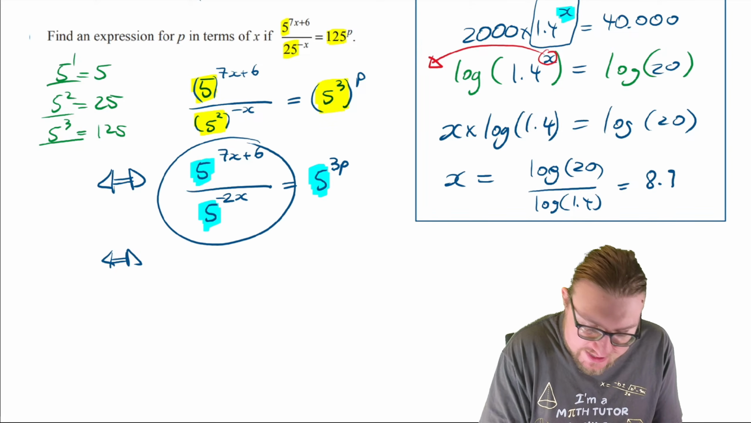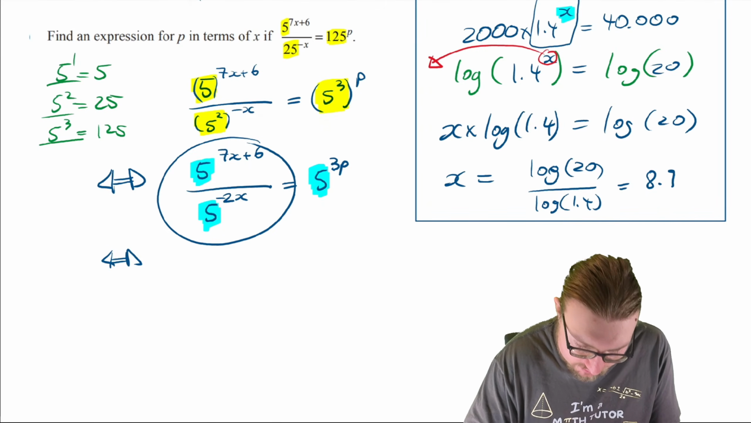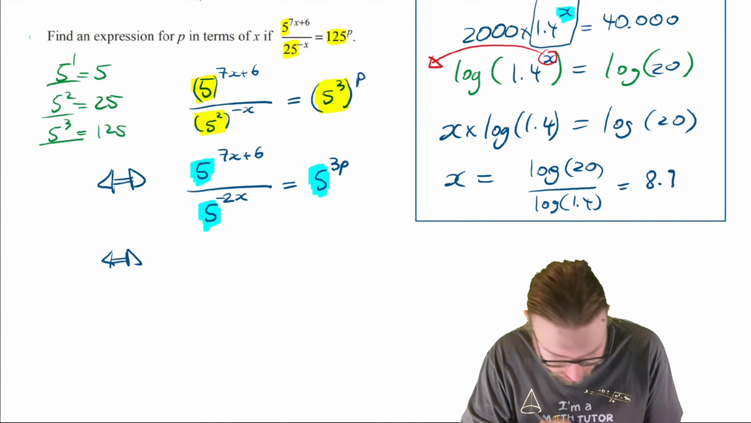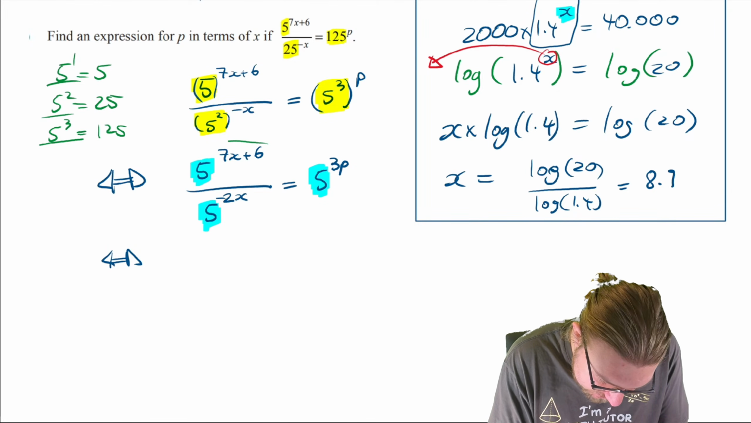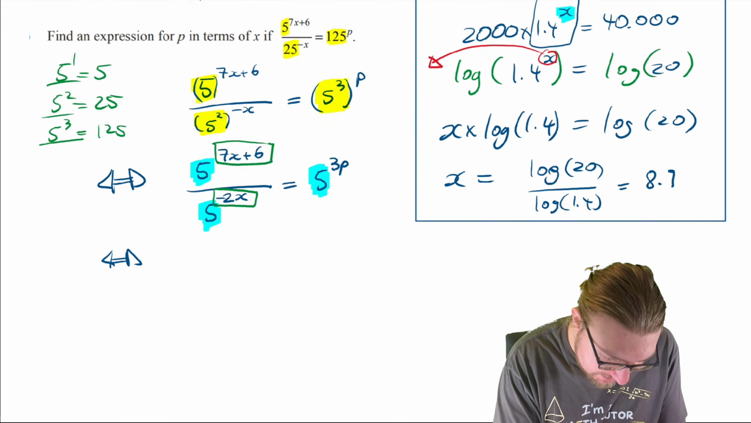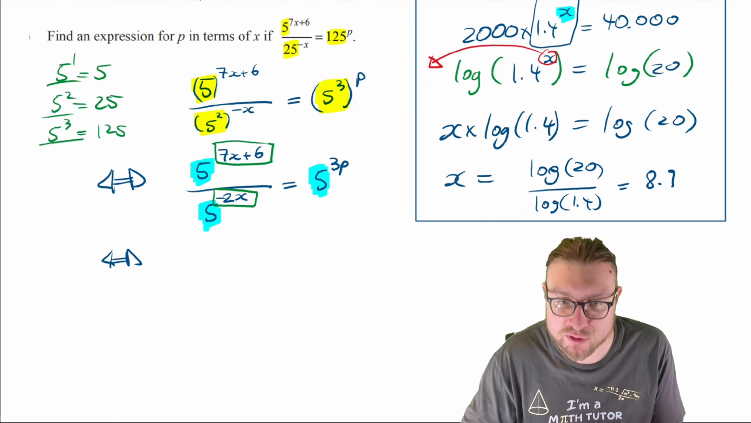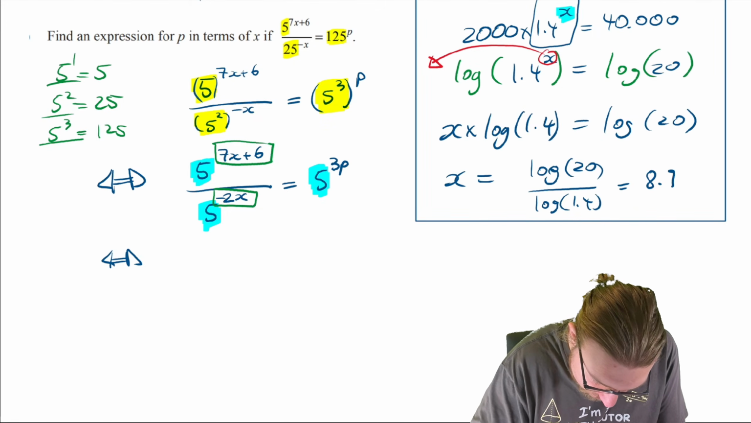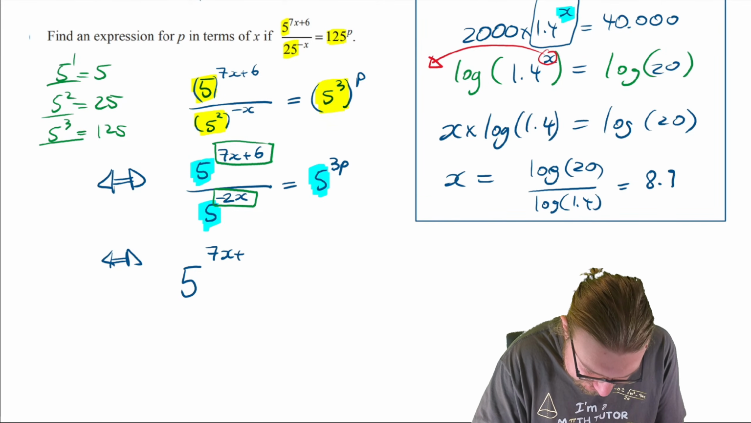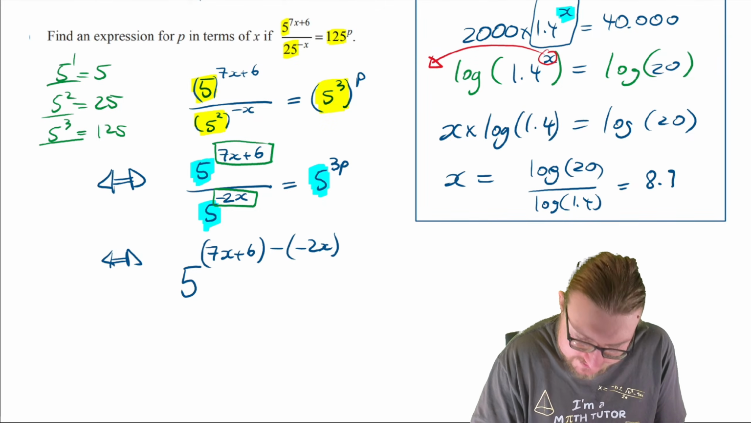here we're dividing terms that have the same base. So if we're dividing, remember that was minusing the power. So we're just going to take this top power and we're going to minus the bottom power. And again, these are big parts that are going together, so we put brackets around them. So we're going to get ourselves 5 to the power of 7x plus 6. We're going to minus negative 2x.